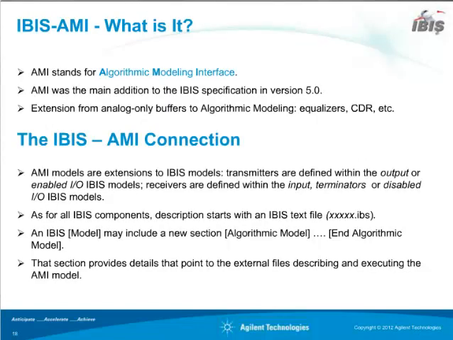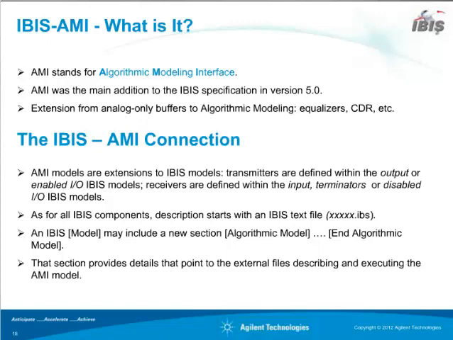So IBIS AMI. IBIS, a lot of you are familiar with that. It's the input-output buffer standard. AMI stands for Algorithmic Modeling Interface, and this is an extension to IBIS, included in IBIS version 5, that allows us to add to that initial IBIS functionality algorithmic functions. So this is the DSP part, the equalizers, the clock and data recovery, those kinds of things. And it's truly an extension to IBIS in the sense that an IBIS file is the key file, and then the algorithmic section is added to that file, and then we add some extra information to the model in order to deal with that.